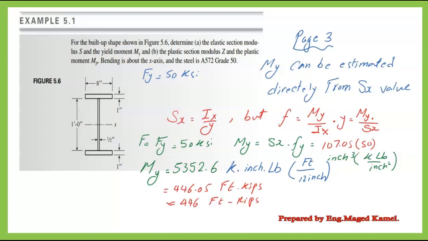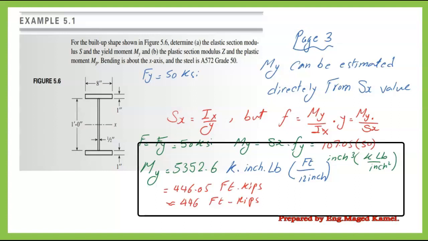The value of the elastic section modulus S sub X is 107.05. Multiply 50 by 107.05 will give 5352.6 inch kips, divided by 12 to get the value in foot kips. The final value of M sub Y is equal to 446 feet kips.